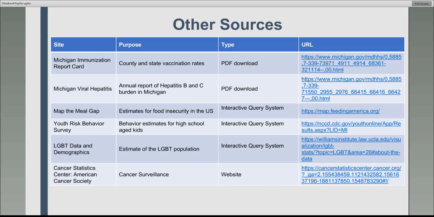And then on that same topic, there's the LGBT data and demographic page that is housed with UCLA, and this provides estimates of the LGBT population. It doesn't cover behavioral risk factors among this population or cancer-specific data, but it gives an overall estimate of who makes up this population and where they are.